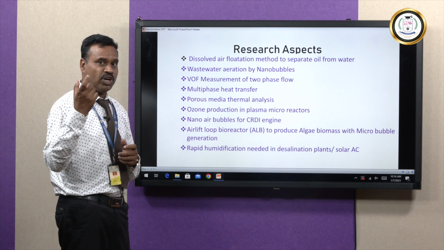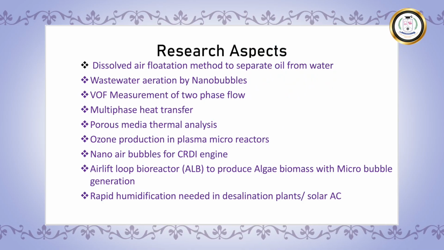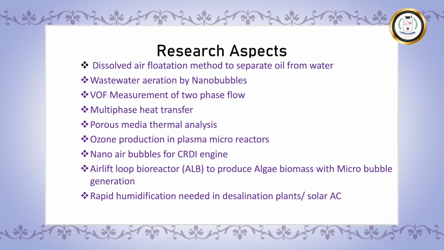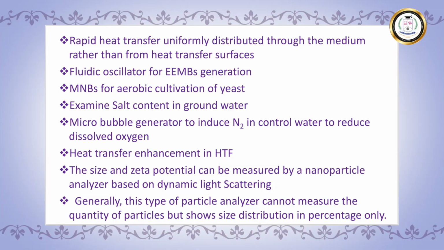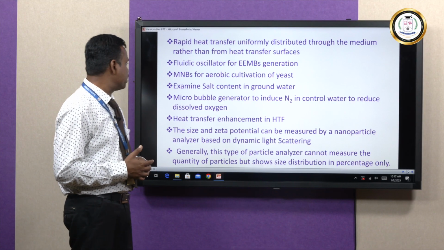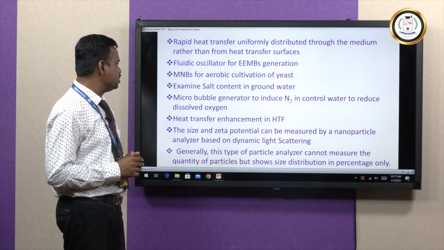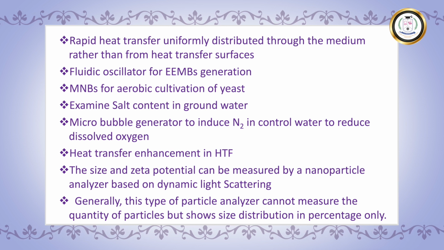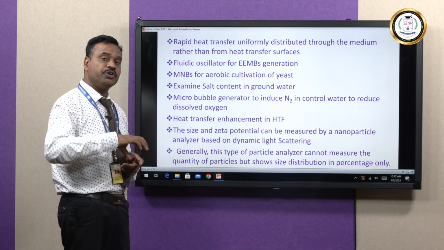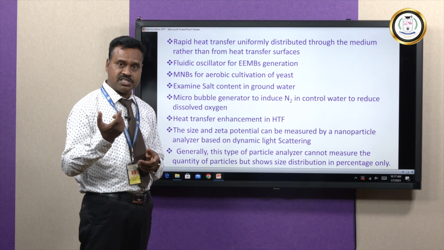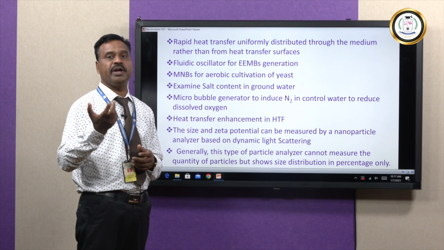We can make use of this nano air bubbles, airlift loop bioreactor to produce the algae biomass, rapid humidification in case of the desalination plants. So, these are some research areas. In addition to this, you can see fluidic oscillator for energy efficient microbubble generation processes, salt content in groundwater also we are able to examine by using this nanobubble technology, and by introducing the different gases, for example, nitrogen in control water to reduce the DO, and in the other case, if you introduce the oxygen, we can increase the DO content in the water, so that the water quality can be increased. So, the wastewater can be made as a drinking water.